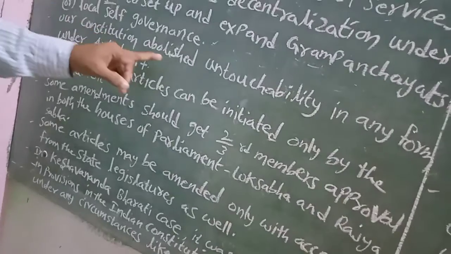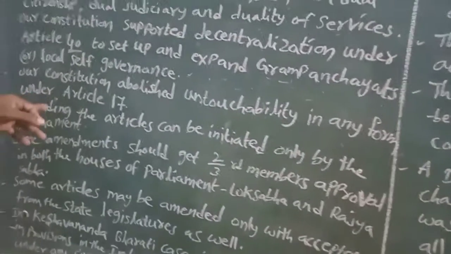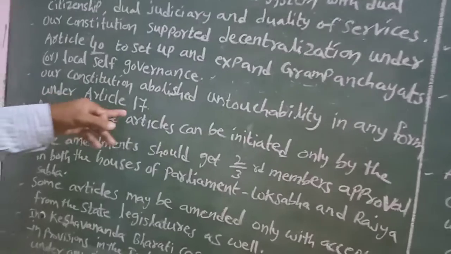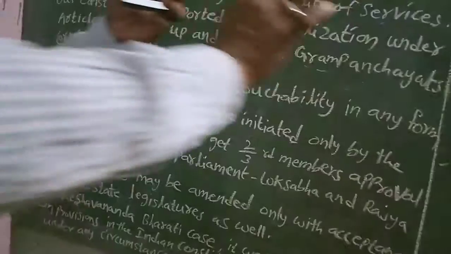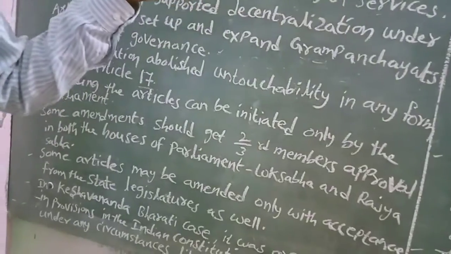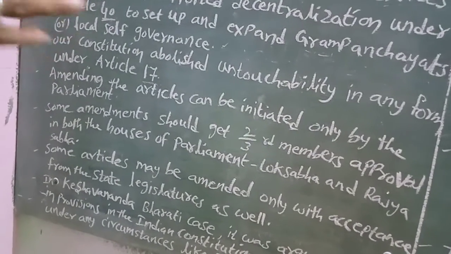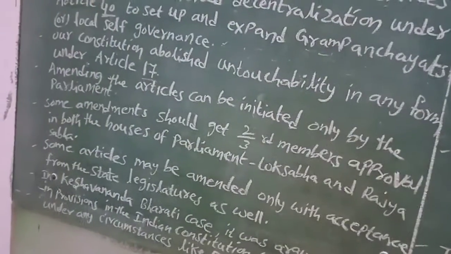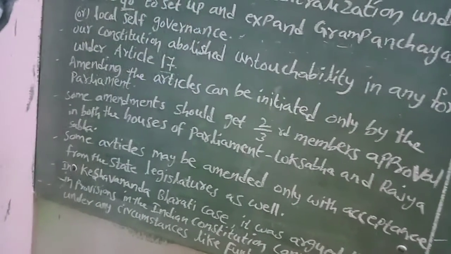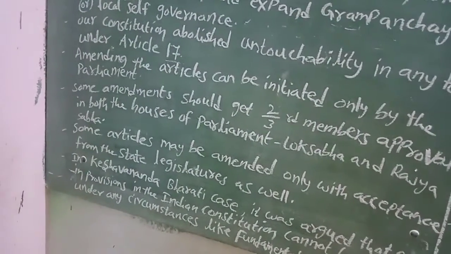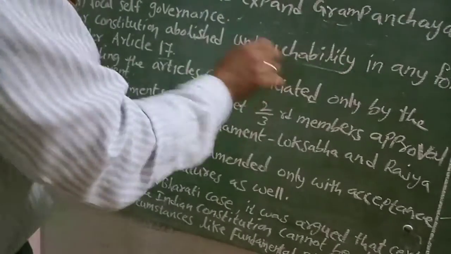Our constitution abolished untouchability in any form under Article 17. Under this, no person may touch them as untouchable. There were people who faced such discrimination, and that is why our constitution abolished untouchability.